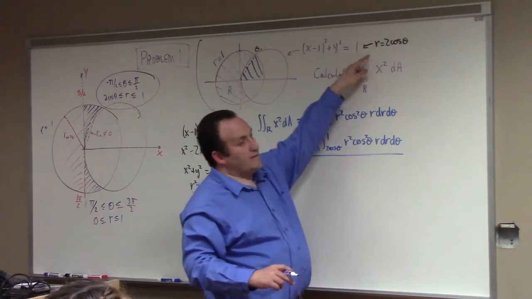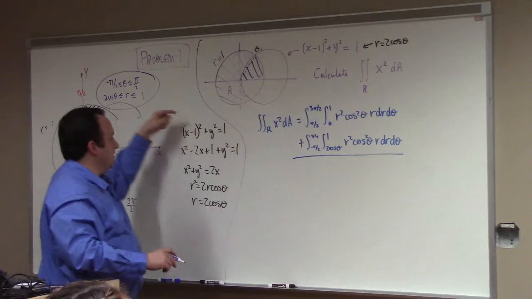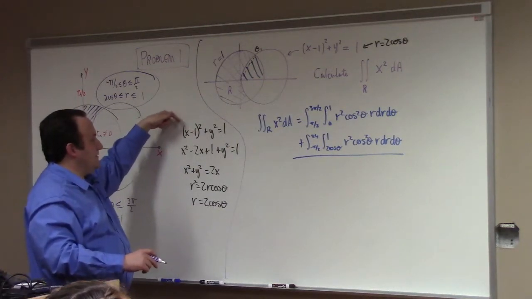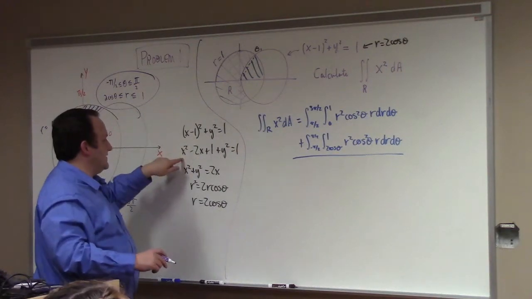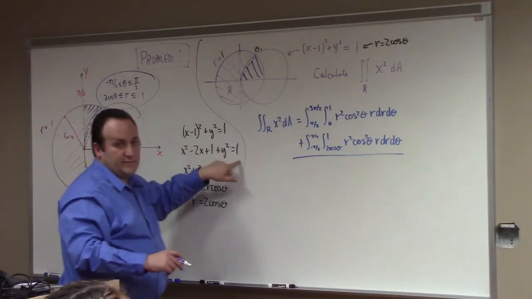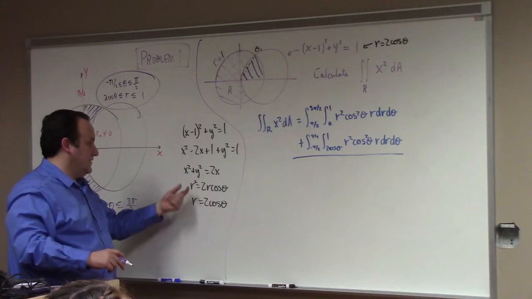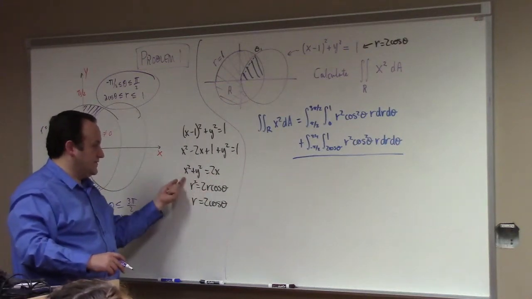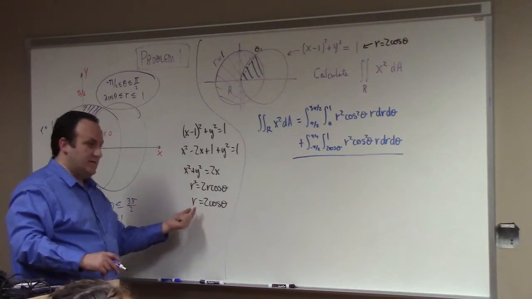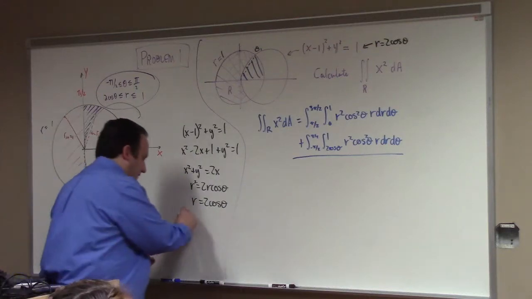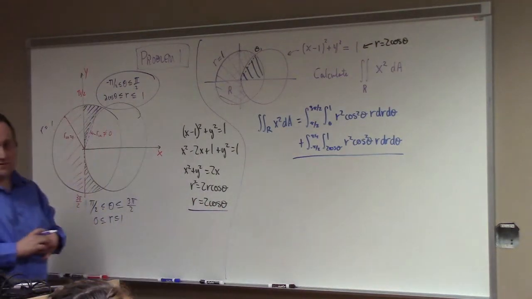So how did she know that this is r equals 2 cosine theta? Well, here's the work over here. We have x minus 1 squared plus y squared equal to 1. So she's like, okay, that's x squared minus 2x plus 1 plus y squared equal to 1, which is actually x squared plus y squared equal to 2x. Then converted into polar coordinates, that's r squared equals 2r cosine theta. Divided the r's, r equals 2 cosine theta is actually that circle.